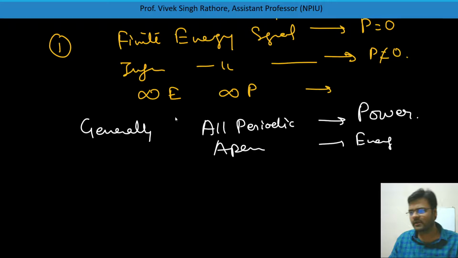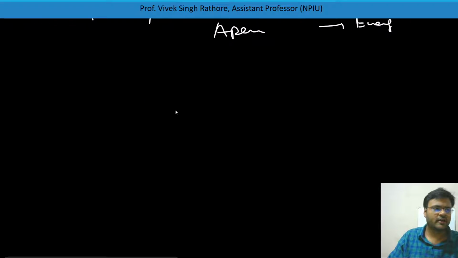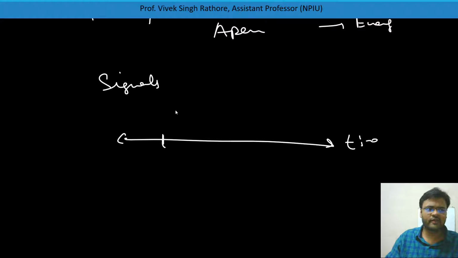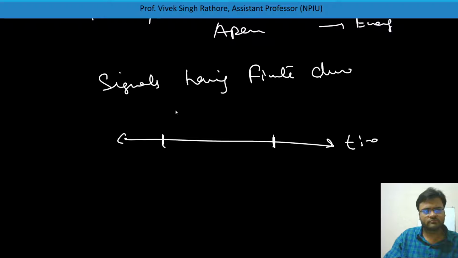So what is happening actually? Signals having finite duration. Finite duration, I mean to say, when we take it in time domain, there is some fixed duration. After that the value should be equal to 0. So signals having finite duration, and finite amplitude.